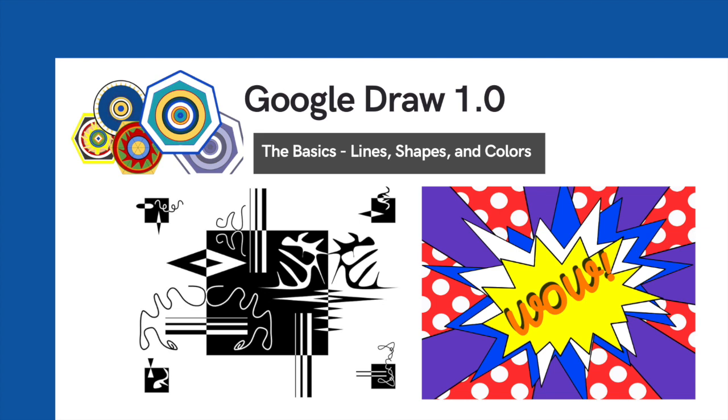So I look at this like the elements of art and principles of design, and I refer to this beginning section as Google Draw 1.0. It's the basics. It's the use of the line tool, different line weights, and the shape tool, and different colors. And it's really all about combining those to create some basic compositions.